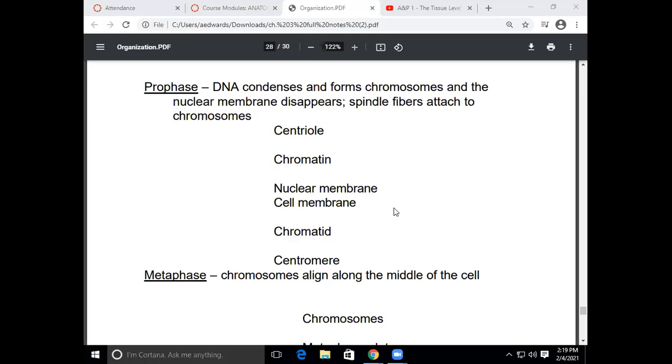All right, then you start seeing spindle fibers, right? They start attaching to your chromosomes at the centromere, that middle point. Centromere. Nuclear membrane starts going away. So at the beginning of prophase, you can see the nuclear membrane. At the end, you cannot.